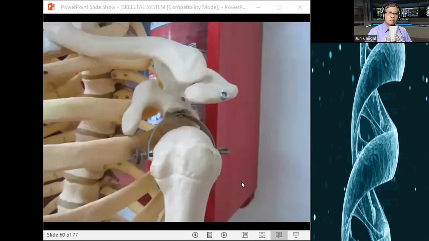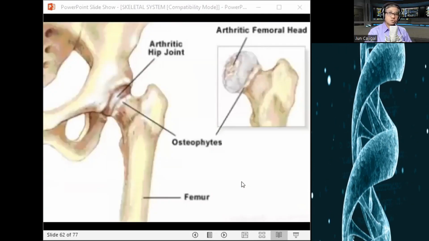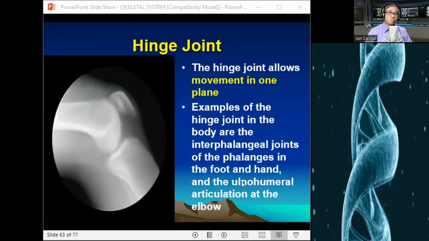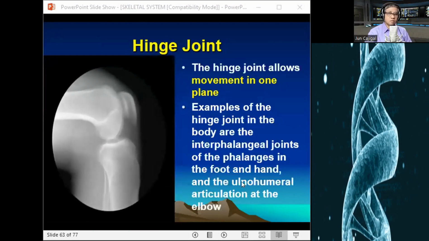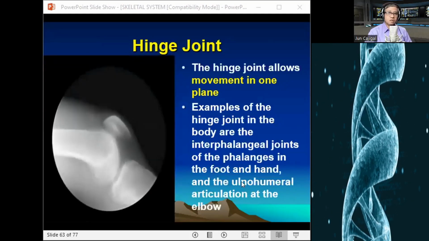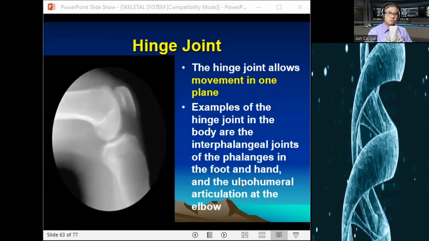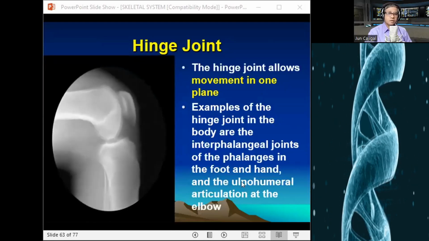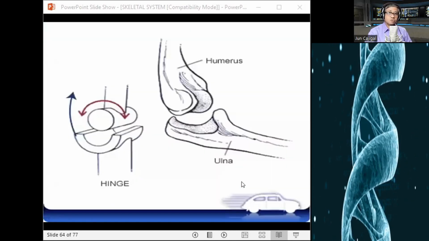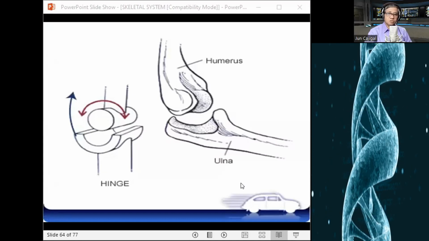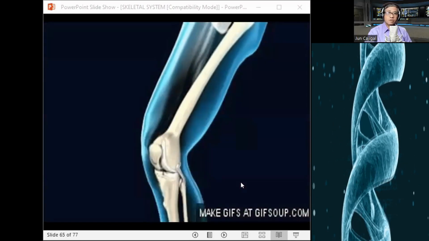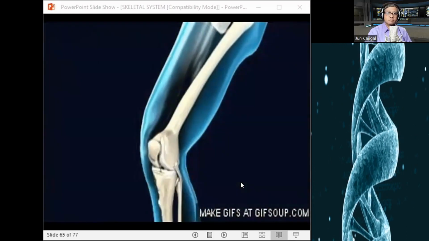Alright, then we have what we call a hinge joint. So what is a hinge joint? A hinge joint allows movement in one plane, as you could see in this animated X-ray illustration. Examples of hinge joints in the body are the interphalangeal joints of the phalanges in the foot and hand, and the ulnohumeral articulation at the elbow. So the elbow basically is a hinge joint that allows movement in one plane. Also our knee is a hinge joint.